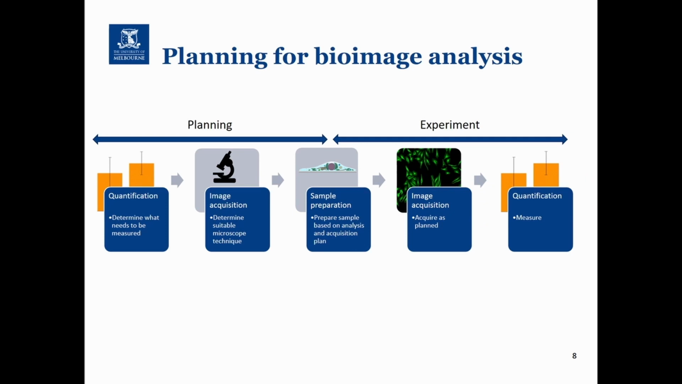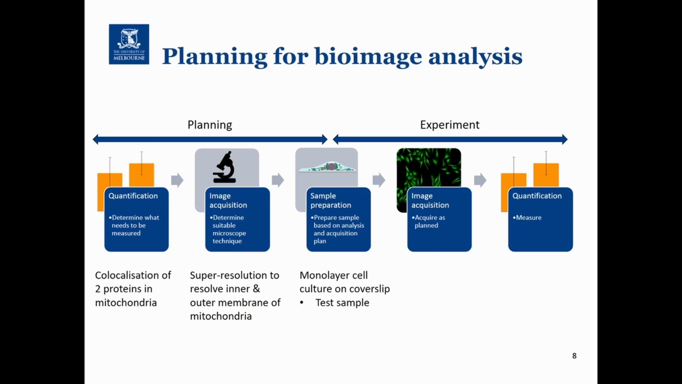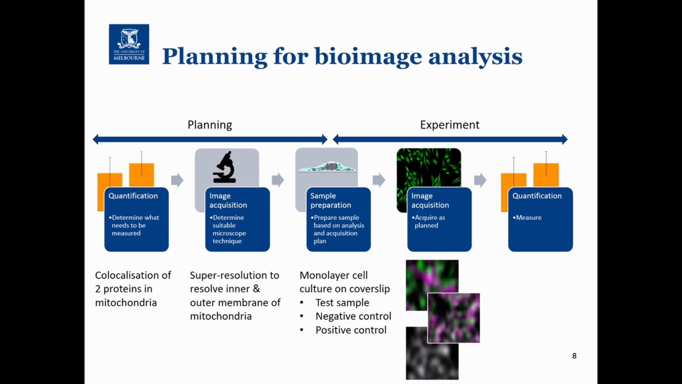Now let me give you an example of this workflow. Let's say you want to measure the colocalization of two proteins in the mitochondria. Because the target structure is small and we want to measure colocalization, super resolution is probably the best option. This informs our sample preparation, and because we're doing super resolution, we're going to need a monolayer of cells. We will also need a negative control with no colocalization and a positive control with a high degree of colocalization. When the planning is complete, we can then carry out the experiment and begin acquiring our images and doing the analysis.